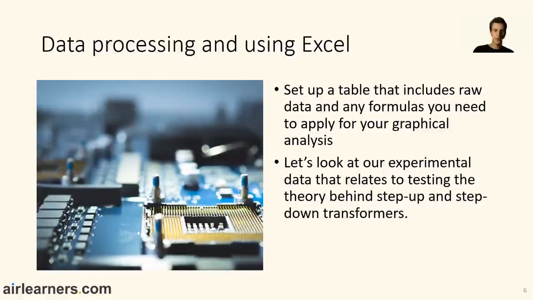So let's take a look now at the Excel file that I have mucked around with a little bit. And what we're going to look at is testing that theory of step up and step down transformers. So we're going to see how the voltage, power, current, etc., resistance acts in an experimental setting, and then see whether we can support or refute our hypothesis.